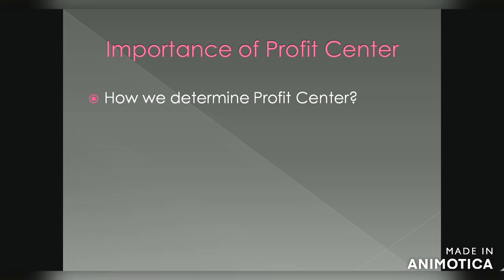If we want to know the overall profit and loss, or revenues and expenses, of a particular area of organizational unit, we can determine those areas as profit centers. And also a geographical location. For Asia we can create one profit center, and for Europe we can create another profit center. Like this, each and everything can be divided into profit centers.